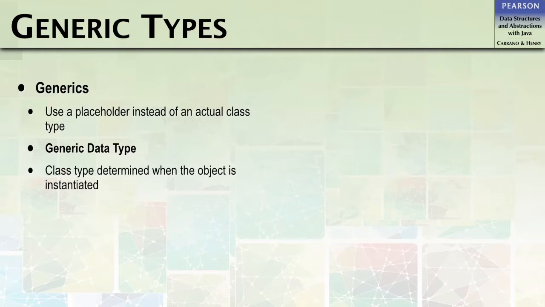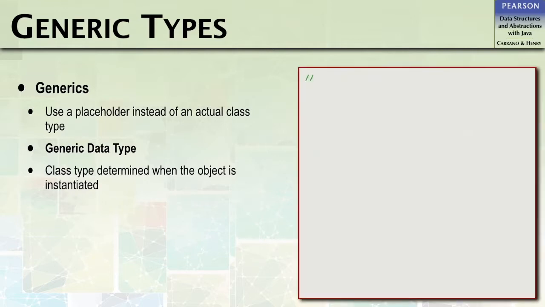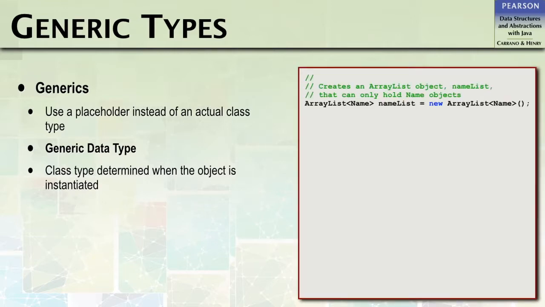Generics is when we use a placeholder instead of an actual class type when we're defining our classes. We say that the class is a class of generic data type. The class type is then determined when the object is instantiated. We already have experience with this when we were working with the ArrayList class. The ArrayList class is a class of generic data type. The type of ArrayList was not determined until our code was compiled.